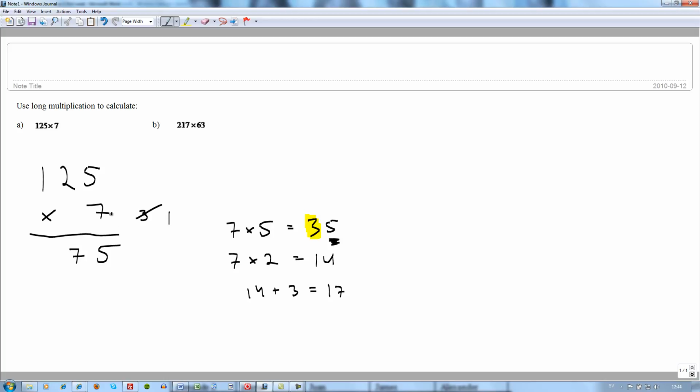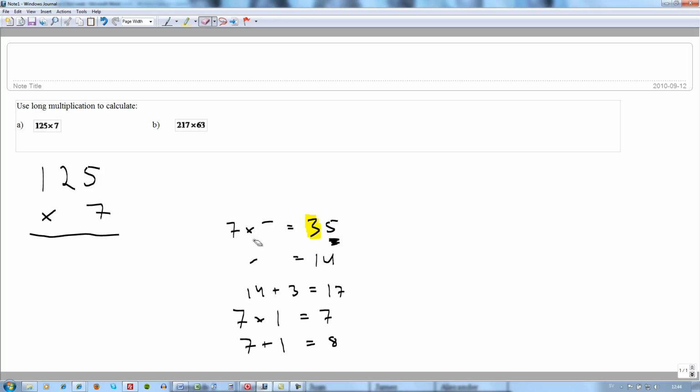Next step, 7 times 1 equals 7. And we have to add this number 1. 7 plus 1 equals 8. And write 8 here. Okay? So now I showed you every step. If we're just gonna do it one more time without writing all this.